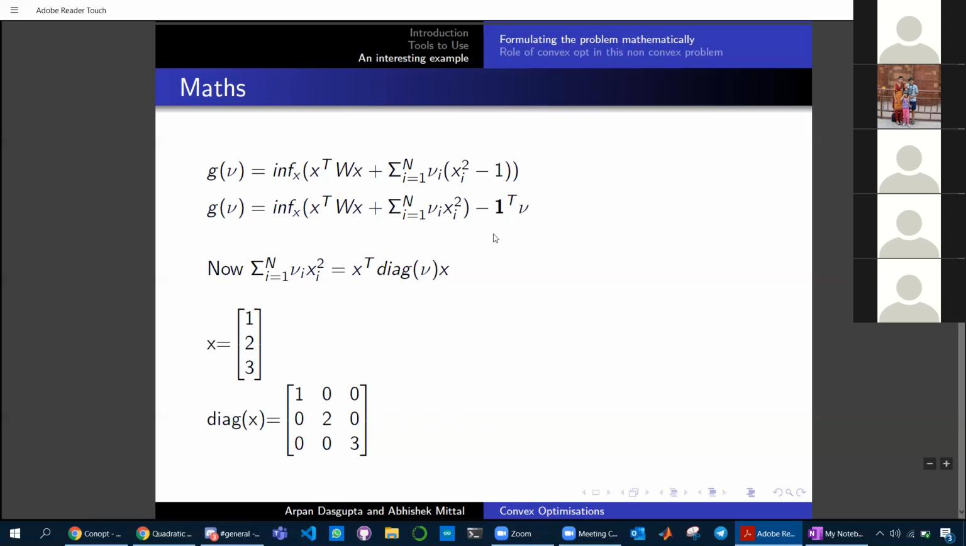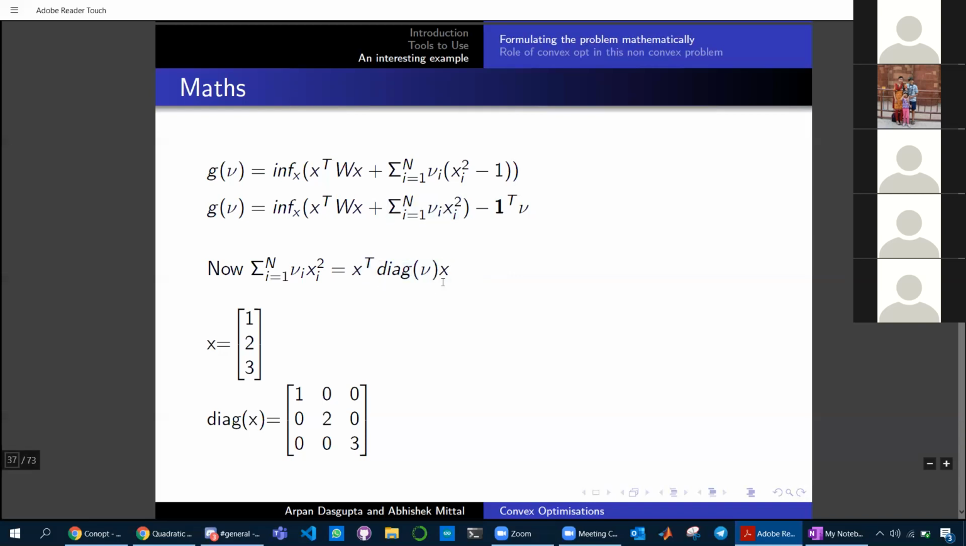Just to mention that 1 transpose here just means a row vector which has all of its entries as 1. So basically what was happening here was I was summing up all the nu i's because of this minus 1. So I just thought of writing it in vector notation. Also, another manipulation that we are going to do is that this second term over here can be rewritten like this.